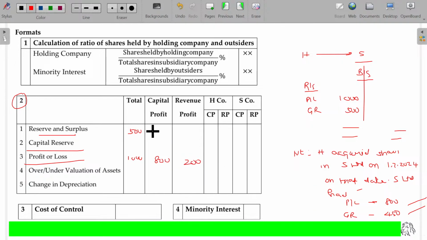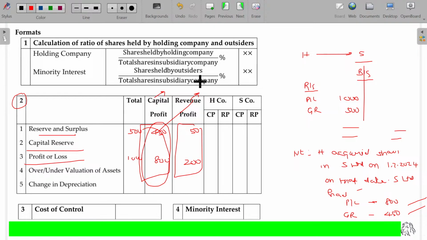Similarly, GR as on the date of acquisition 450, balance being 50. This will be capital profit, this will be revenue profit. This will be otherwise named as pre-acquisition profit, this will be named as post-acquisition profit. This pre-acquisition profit will be part of the purchase price. I am paying the money not only for the shares' face value, I am paying for the capital profit also. Clear?